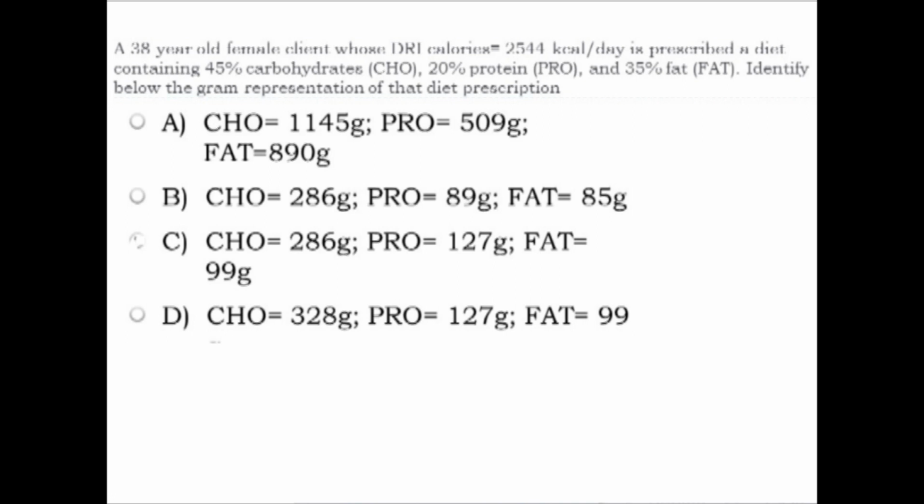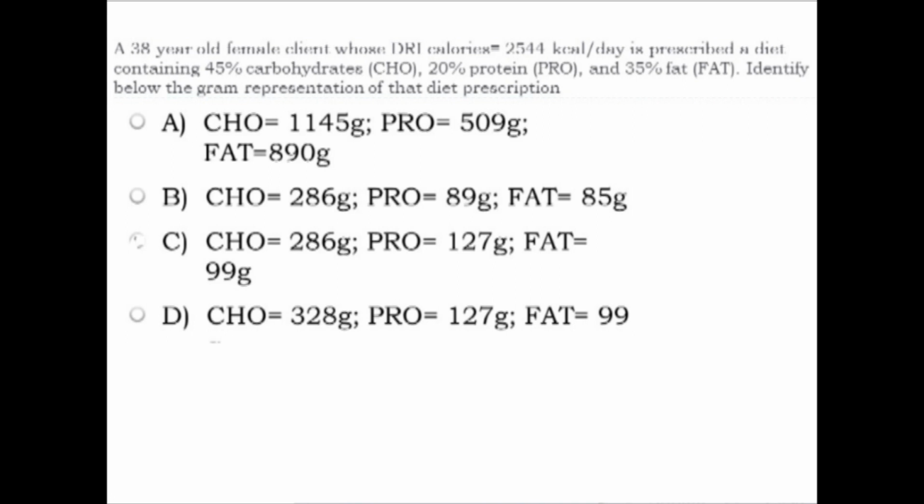The next question is sort of a prescription question. A 38-year-old female client whose DRI calories is 2,544 calories a day is prescribed a diet containing 45% carbs, 20% protein, and 35% fat. Identify below the gram representation of that prescription. Pause the video and calculate your answers.